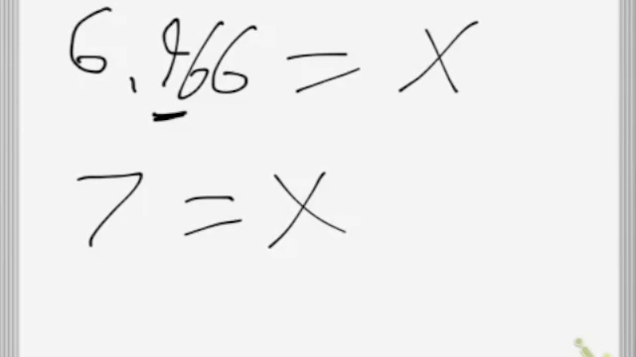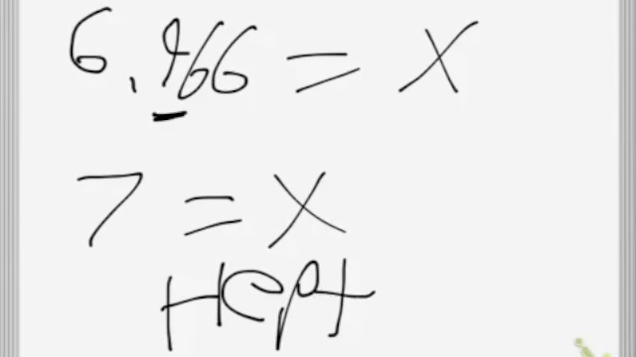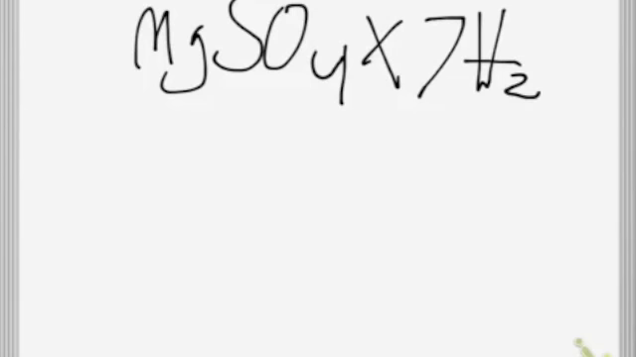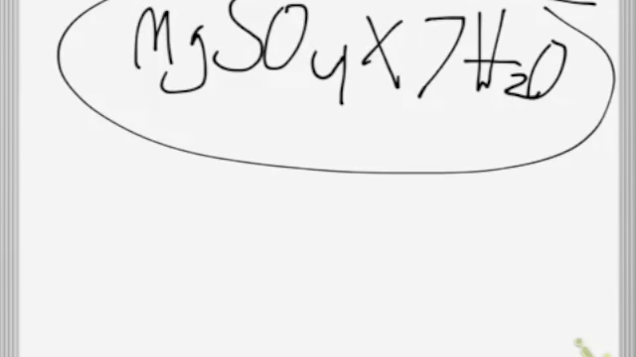So that means that the naming for this would be magnesium sulfate heptahydrate. And then writing it out would be magnesium sulfate times 7H2O. And there you go. That's your answer.